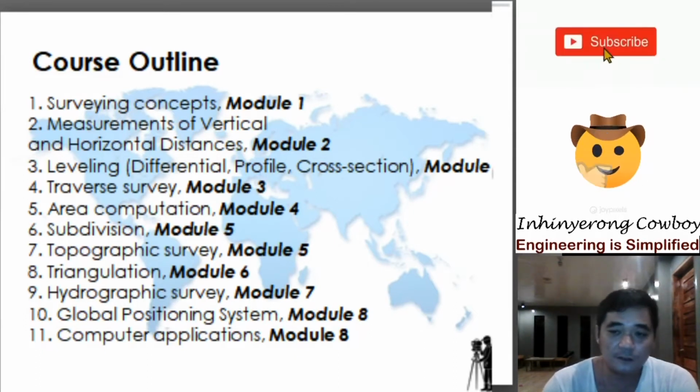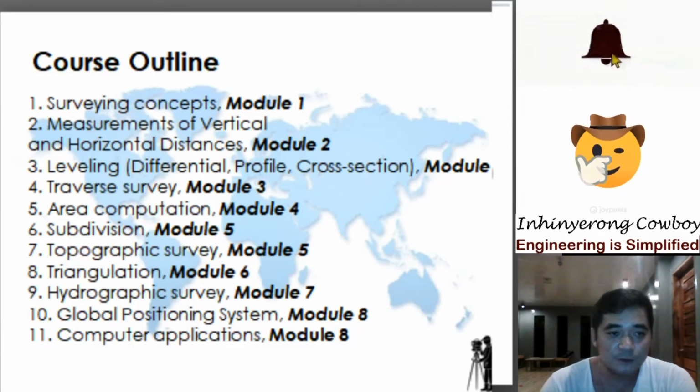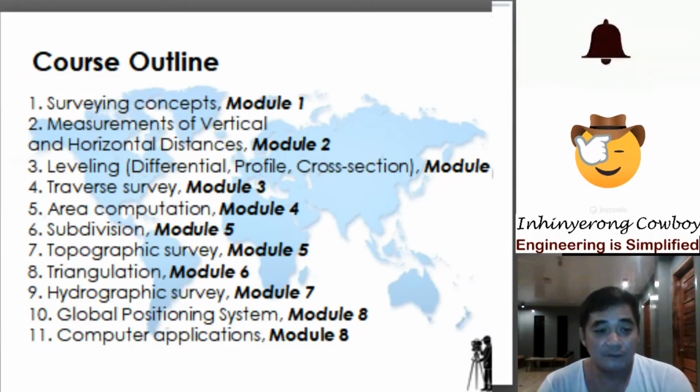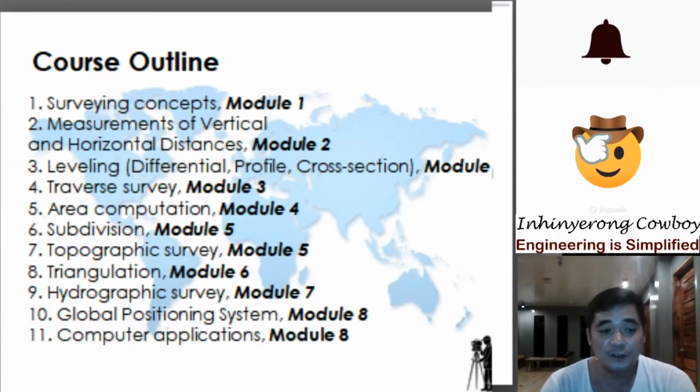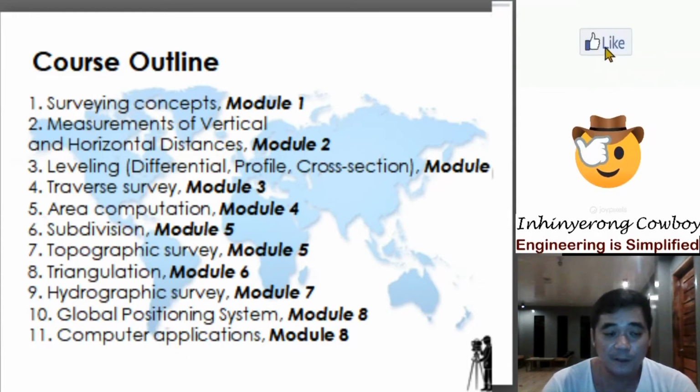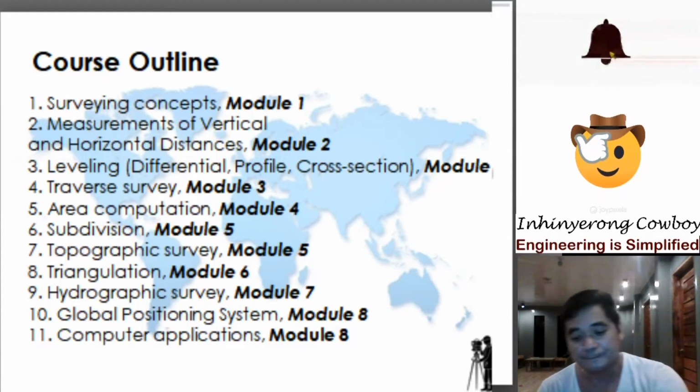Number 1, the surveying concepts. Number 2, measurements of vertical and horizontal distances. Number 3, leveling, which includes differential, profile, and cross-section. Number 4 is the traverse survey. Number 5, the area computation. Number 6, subdivision. 7, topographic survey. 8, triangulation. Number 9, hydrographic survey. The 10th, the GPS or the global positioning system. Then 11 is the computer applications in general surveying.